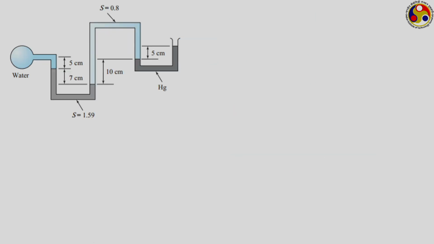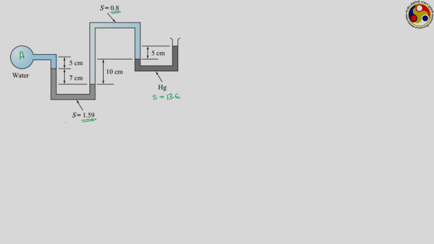We have a multi-tube manometer now. Here again we are having a tank full of water, let us say tank A. Our objective is to calculate the pressure at this particular tank, but it is coupled with multiple tubes, multiple manometers. The first one is having a manometric fluid of specific gravity 1.59, whereas the second one is having mercury as a manometric fluid, which is having specific gravity of 13.6, and in between, the portion connecting the first and second U-tube manometers, we are having an oil with specific gravity of 0.8.